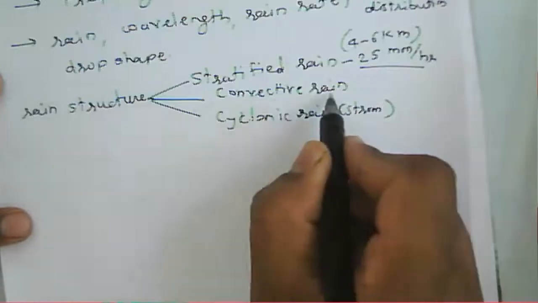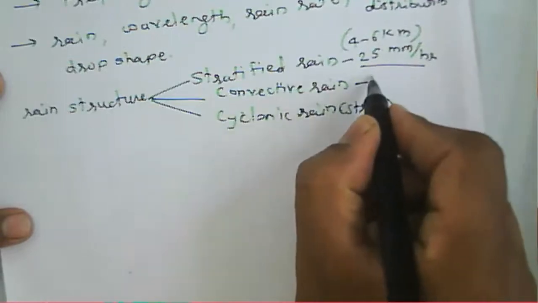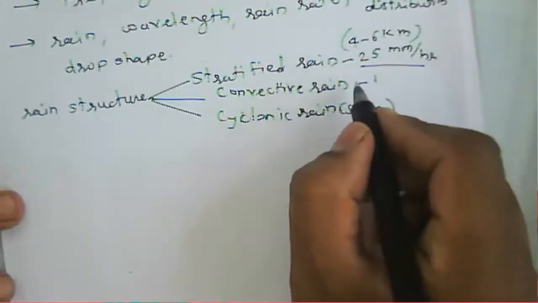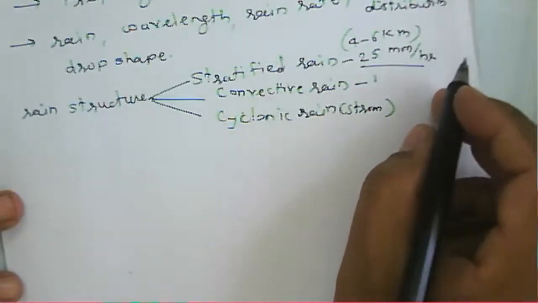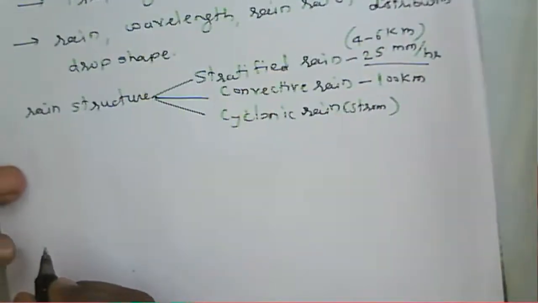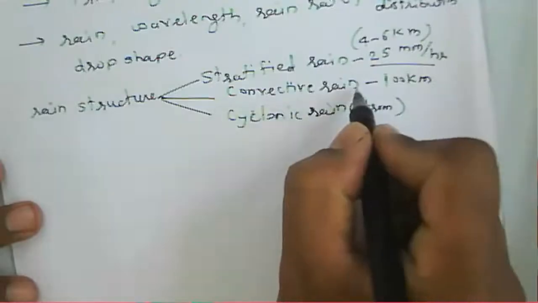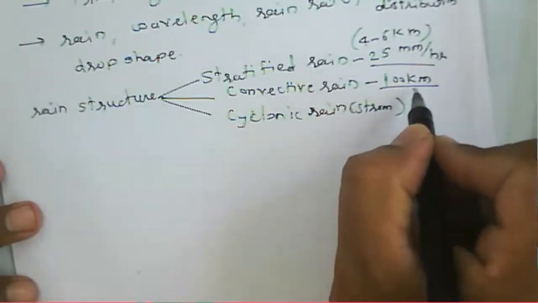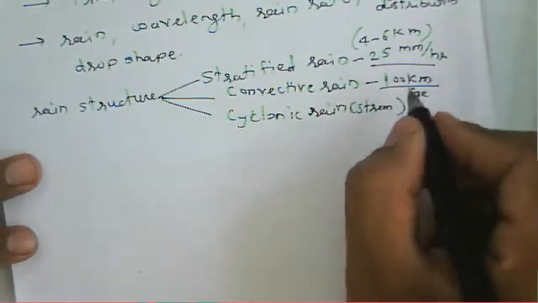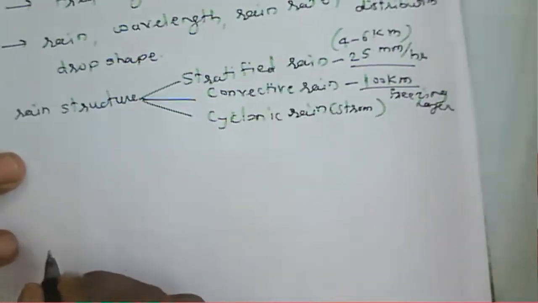If you consider convective rain, that rain moves vertically and extends horizontally over hundreds of kilometers. So we can say that above that height, the convective rain is above a particular height, and that height is nothing but the freezing point or freezing layer. We say that is about the convective layer.